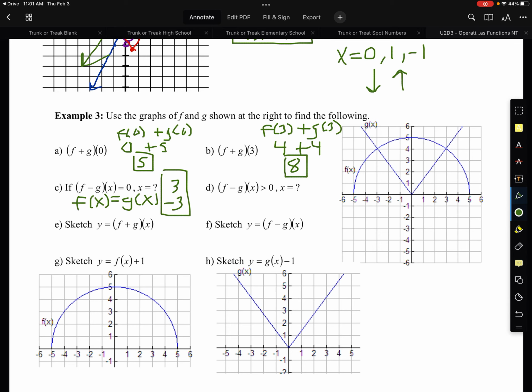Using the same idea here, this is saying F of X minus G of X is greater than 0. If I add the G of X over, this is actually saying, where is the F equation greater than the G equation? Well, that's all right in there. So we don't get a single numeric value here. Everything between negative 3 and 3 works in that scenario.